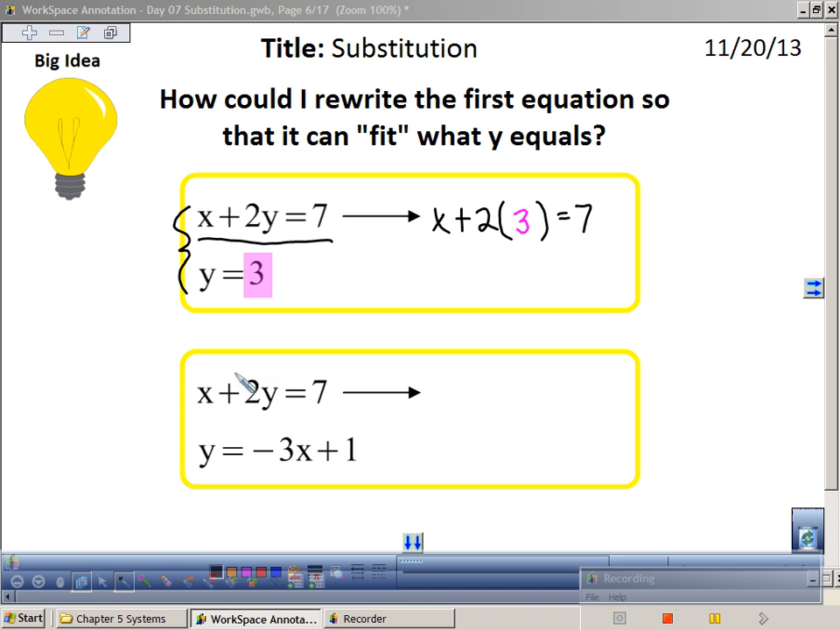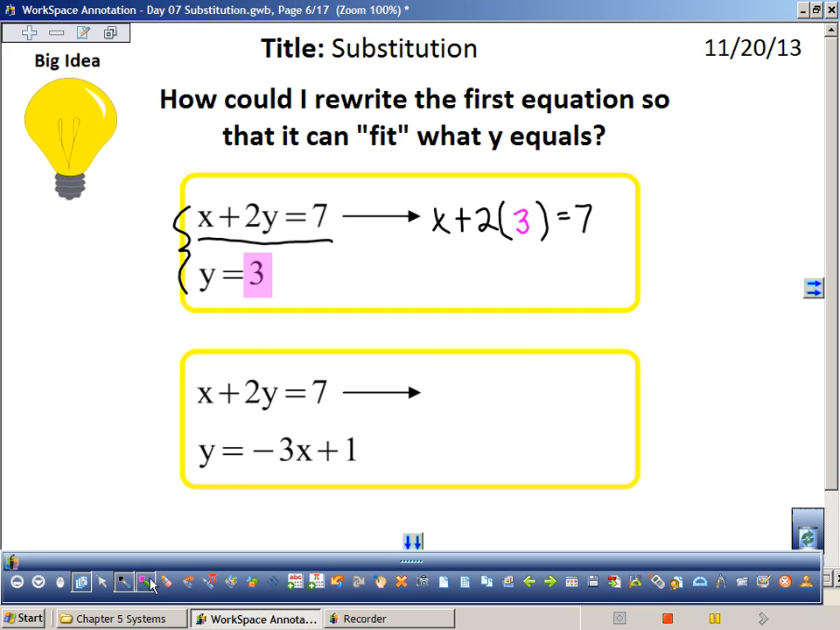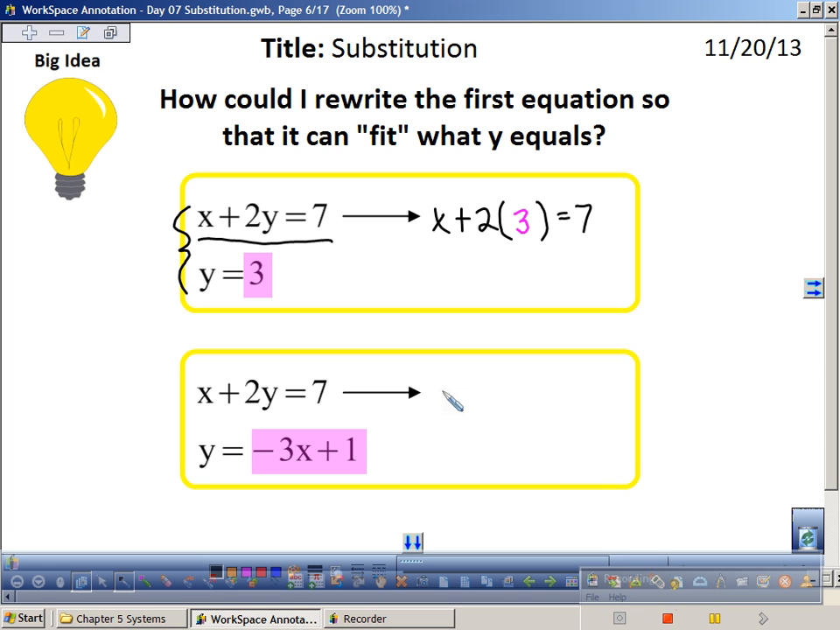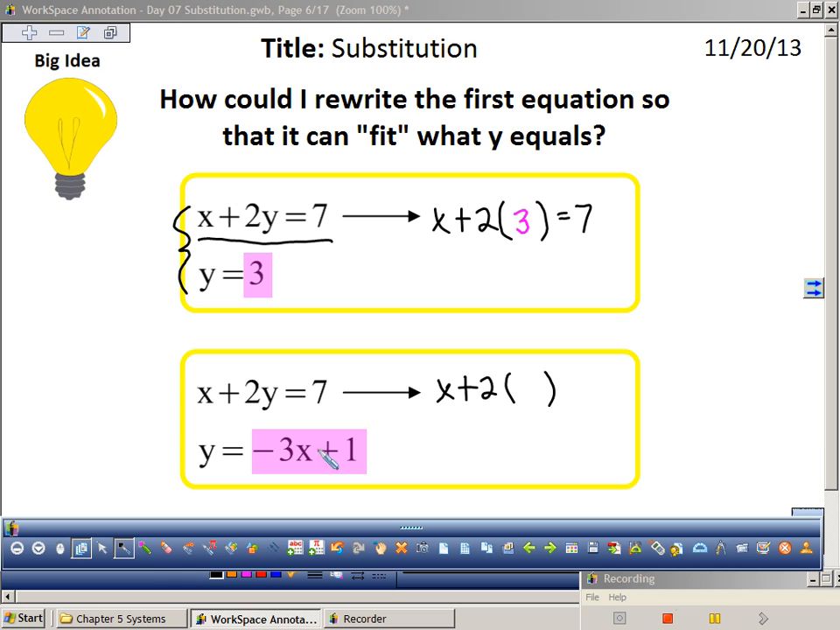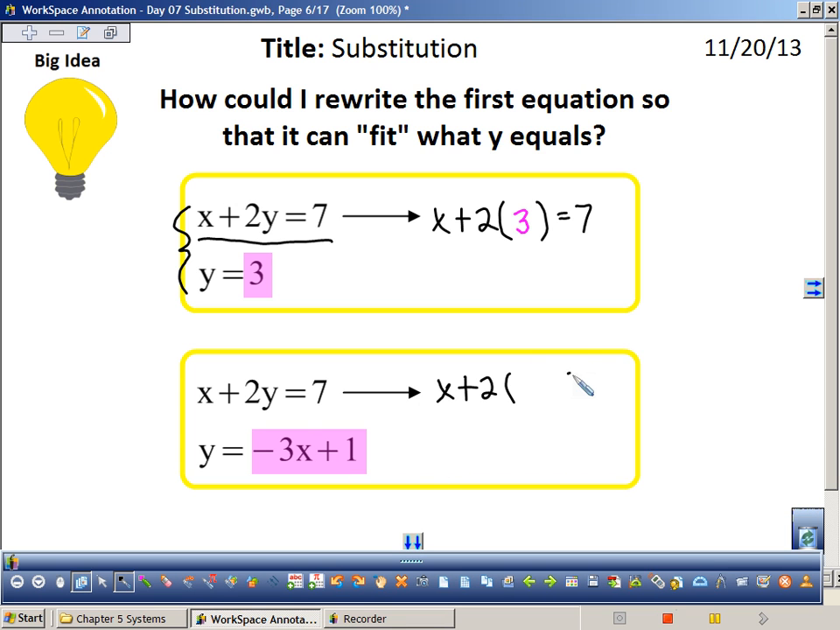x plus 2y equals 7. This time I want to substitute in negative 3x plus 1. How could I make that fit in here? Tell me, Andrew. You said same thing, right? Same thing, only, am I going to do parentheses like that? No. How would I do parentheses? Can that fit in there? So, don't I just need to make them a little bigger?